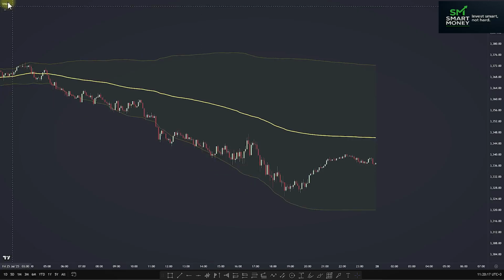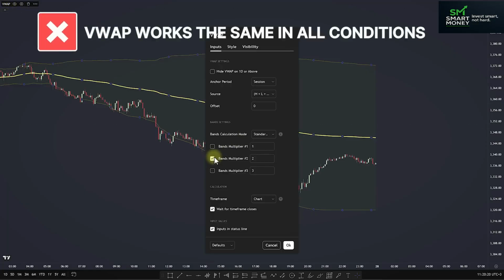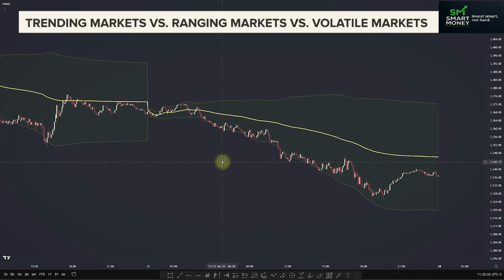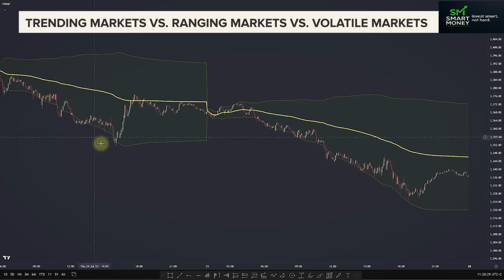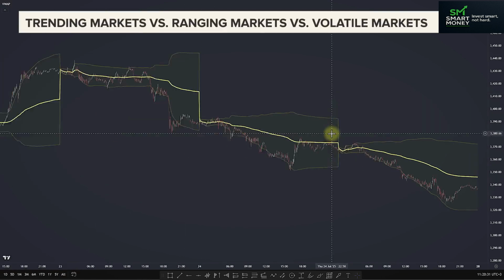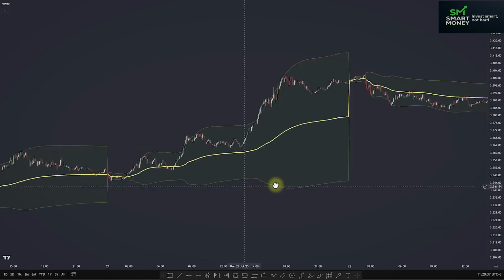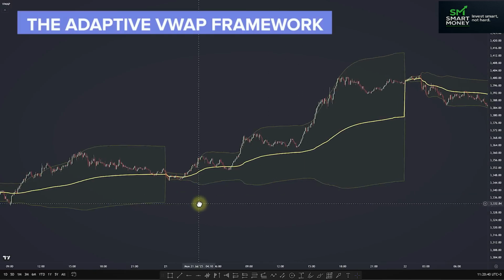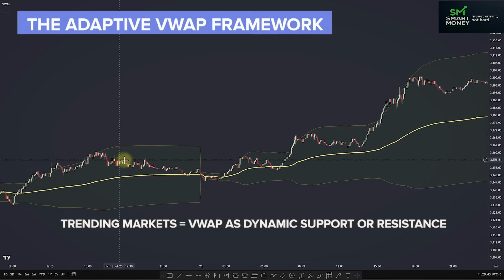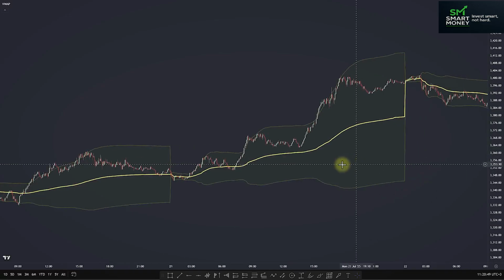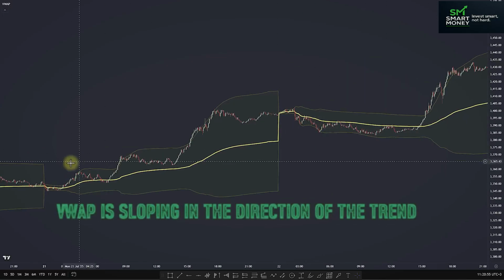Here's a myth that destroys traders. VWAP works the same way in all market conditions. This is completely false. VWAP behaves totally differently in trending markets versus ranging markets versus volatile markets. Use the same strategy in all conditions and you'll get crushed. Let me show you the real way institutions adapt their VWAP strategies. In trending markets, VWAP becomes dynamic support or resistance. In an uptrend, price will pull back to VWAP, find support, and continue higher. The key is that VWAP itself is sloping in the direction of the trend.